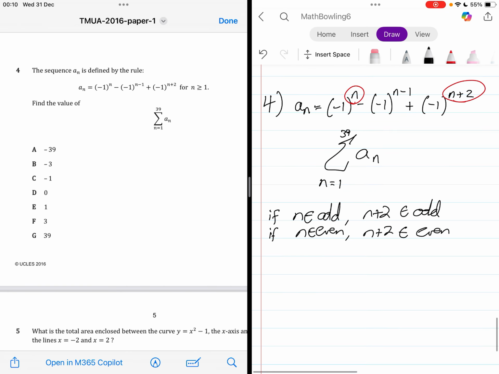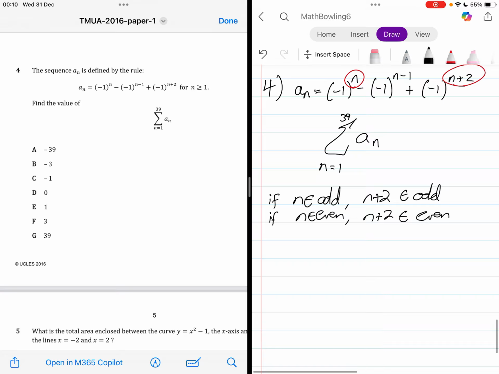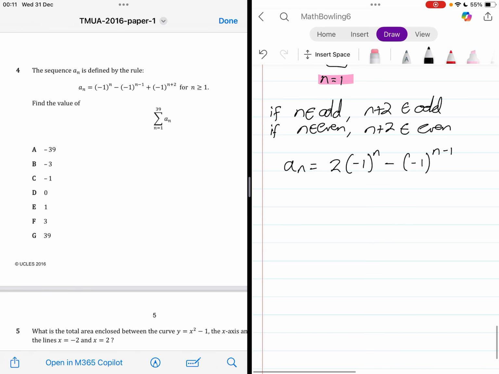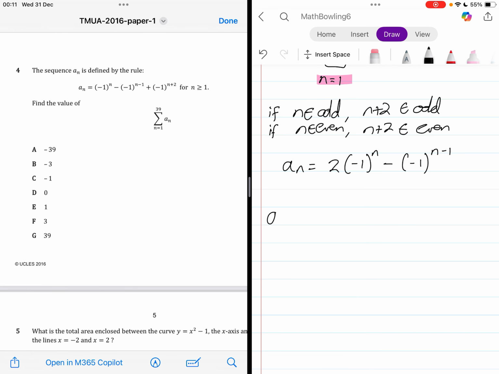So what that means here is that we can combine those two terms and we can get A of n equals 2 lots of minus 1 to the n subtract minus 1 to the n minus 1. And now the easiest thing to do here is to just start by writing out the first few terms. Note that n starts at 1. So we're going to start off with A of 1 is going to be 2 lots of minus 1 to the 1 minus 1 to the 1 minus 1.